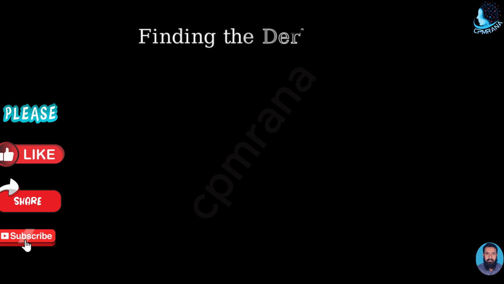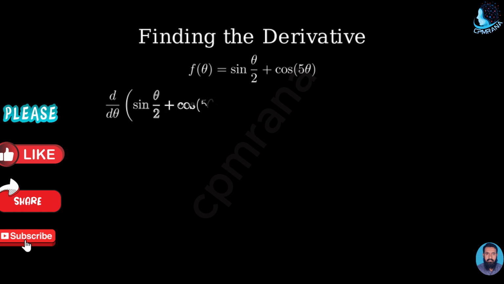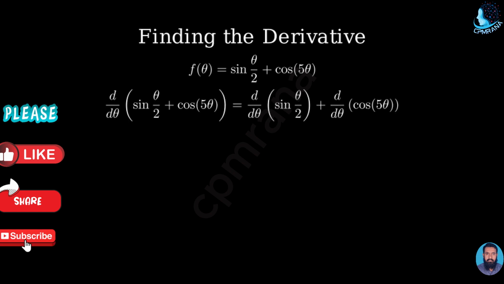Let's work through this derivative step by step. We'll start with the function sine of theta over 2 plus cosine of 5 theta. To find the derivative, we'll use the sum rule, which tells us we can differentiate each term separately. So we can write this as the derivative of sine theta over 2 plus the derivative of cosine 5 theta.